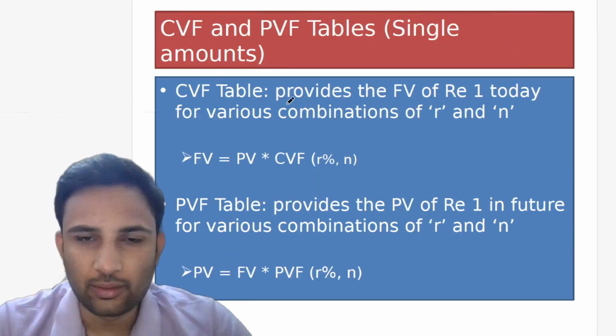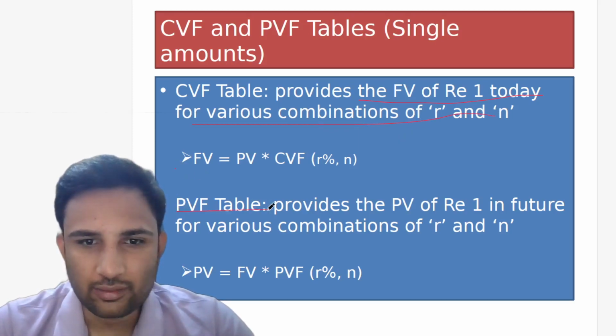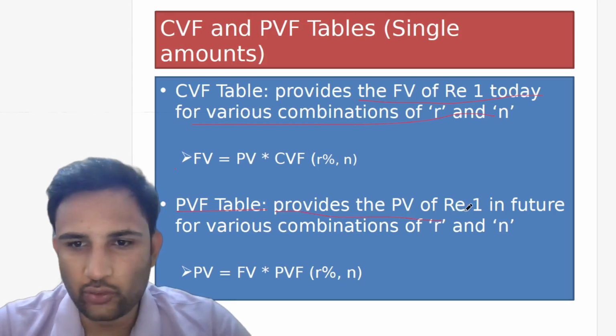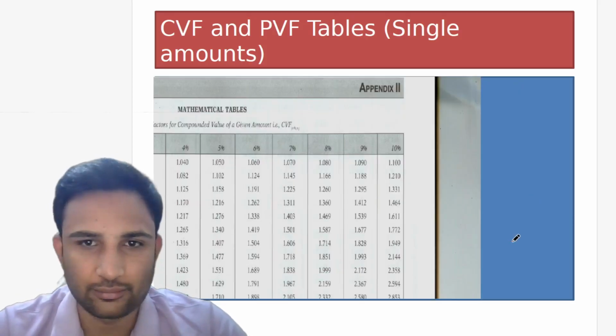The CVF table provides the future value of rupee 1 today for various combinations of r and n. The PVF table provides the present value of 1 rupee in the future for various combinations of r and n.